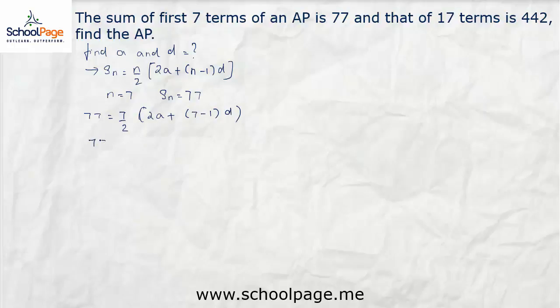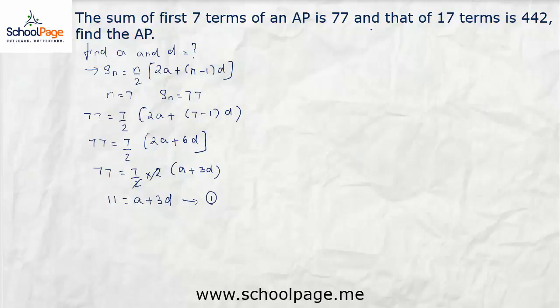Now solving this, we get 77 equal to 7 by 2 into 2a plus 6d. 77 equal to 7 by 2 into 2 into a plus 3d. We have taken 2 common here. We divide 77 by 7, we get 11 equal to a plus 3d. We mark this as equation 1.